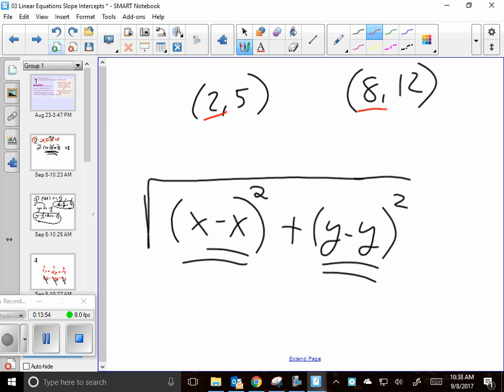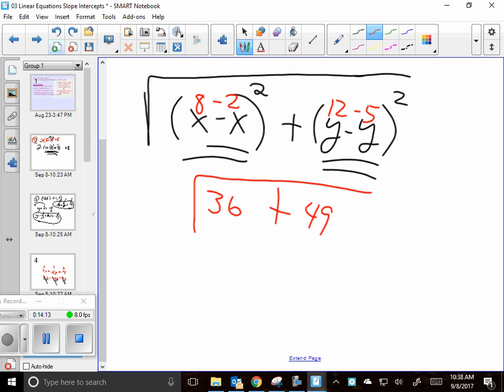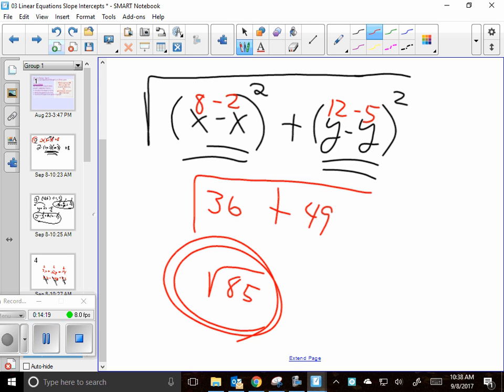All right, so this is 8 minus 2, and this would be 12 minus 5. You might as well take the big minus the small. That's the easy way, right? No negatives to deal with. And so this will become 6 squared is 36. This will become 12 minus 5 is 7 squared is 49. And when you put it all together, it's the square root of 85. And that is the distance between those points. The fight club.